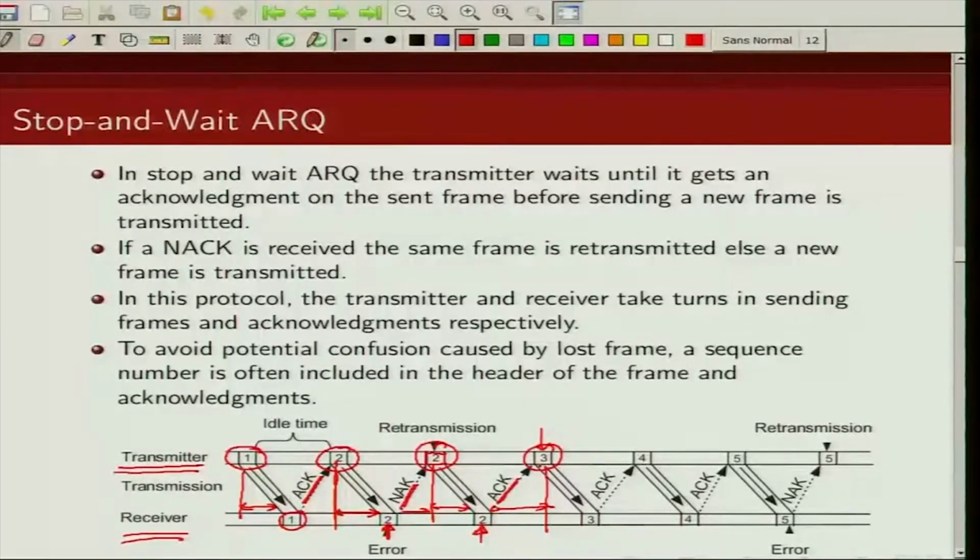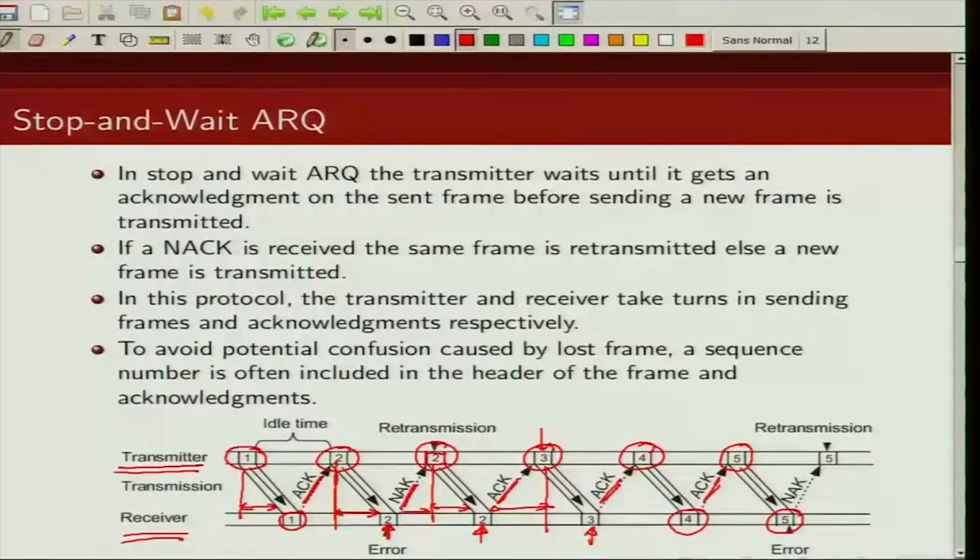So this process continues. This frame is received here after some time delay, it is received correctly, so it sends an acknowledgement. Next the transmitter is going to send packet number 4, which is again received correctly, so the receiver sends an acknowledgement, which is received at the transmitter at this time instance. So the transmitter decides to send packet number 5, which is received at the receiver after some delay.